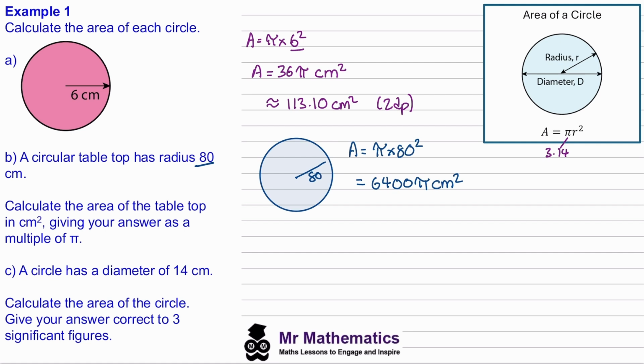And then for question C, a circle has the diameter of 14 centimeters. Calculate the area, giving our answers correct to 3 significant figures. So again, do you want to give this question a go?